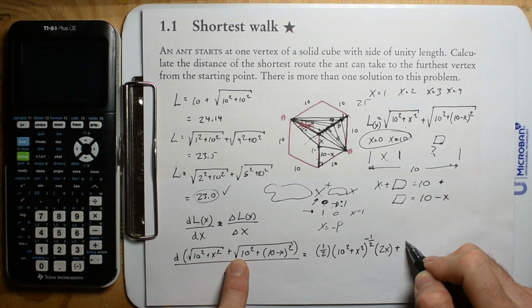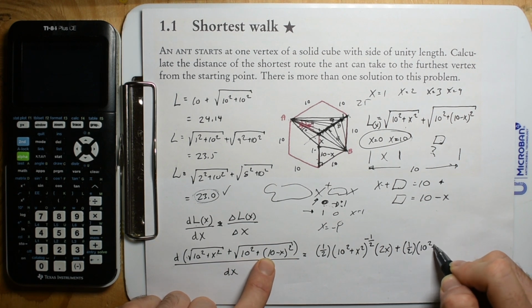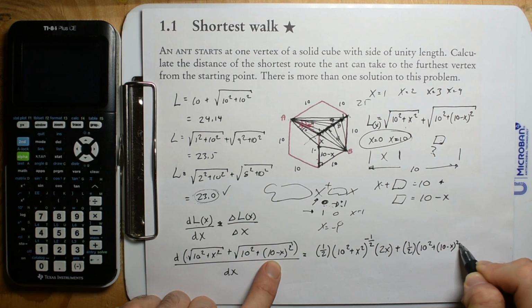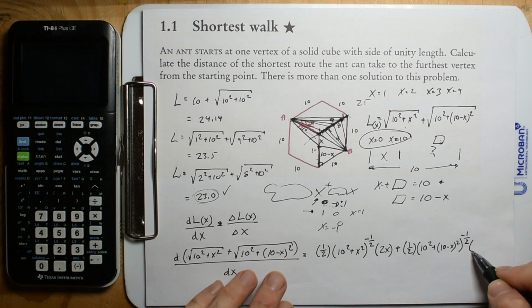Same thing, we're going to bring down the power, so we have a 1/2. Take everything on the inside in parentheses. Okay, and then raise it to the power. The power drops from a 1/2 to negative 1/2. Cool, and then take the derivative of the inside.